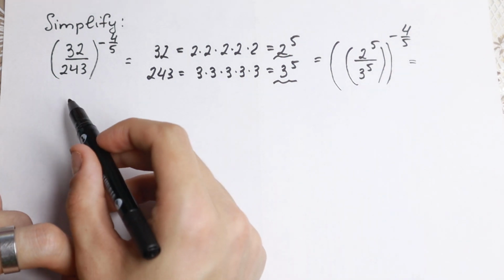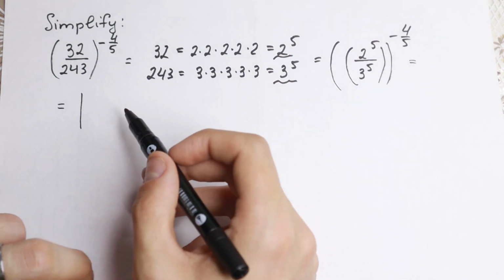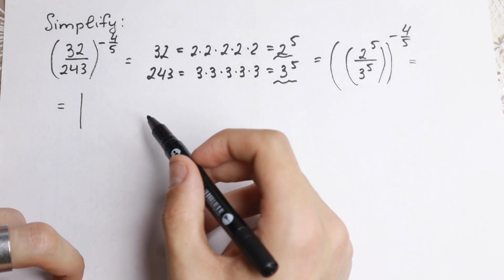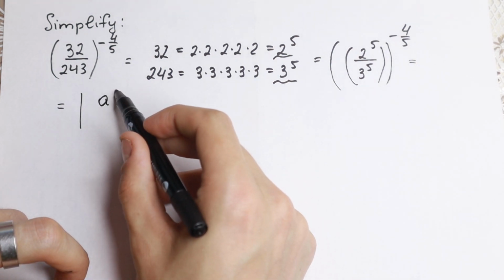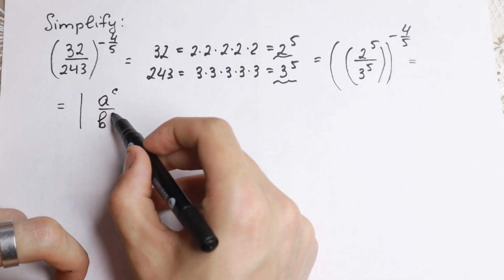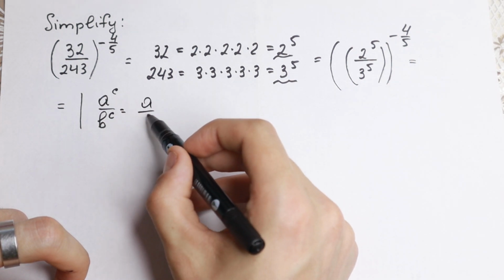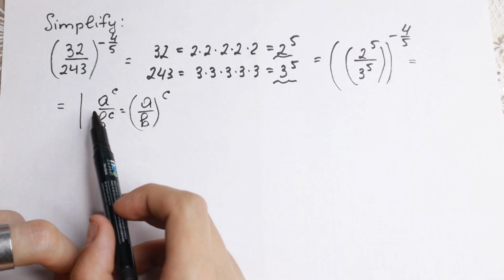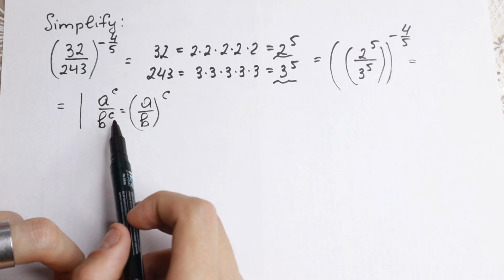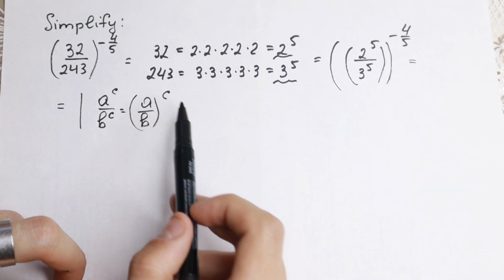Okay, let's go next. Next we need to know a really good property. If we have a to the power c divided by b to the power c, we can write it as a over b raised to the power c. So using simple words, we have different bases, same powers. We can write it in one parenthesis using these same powers.